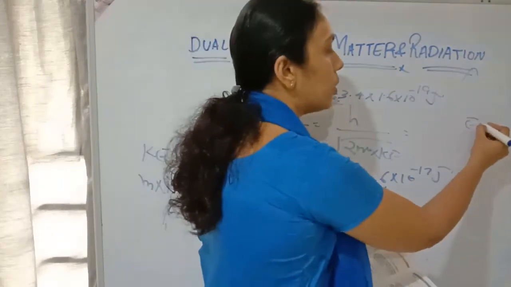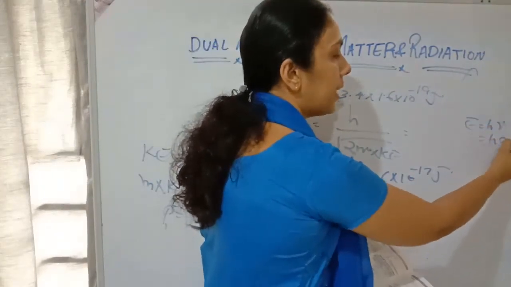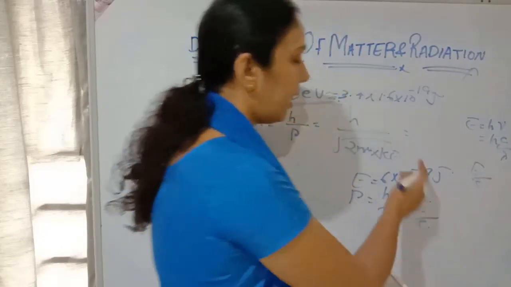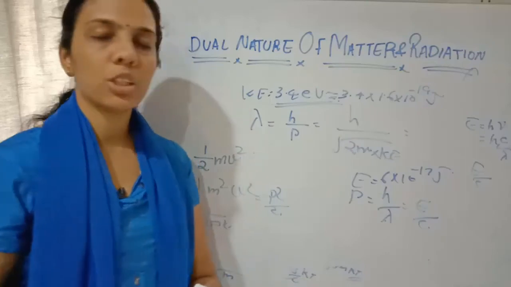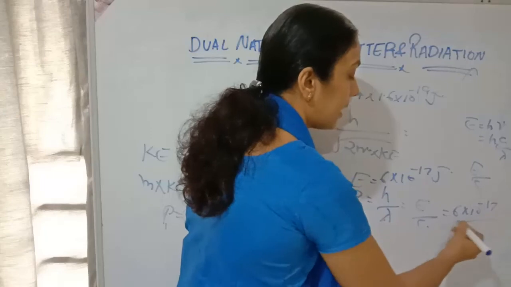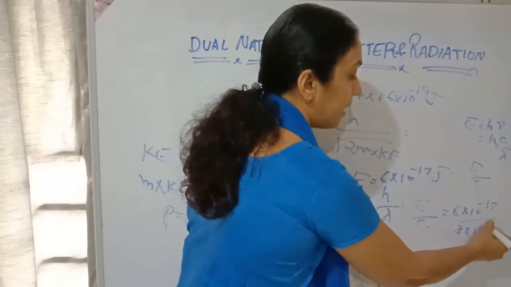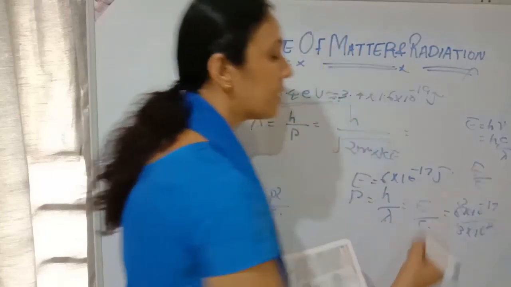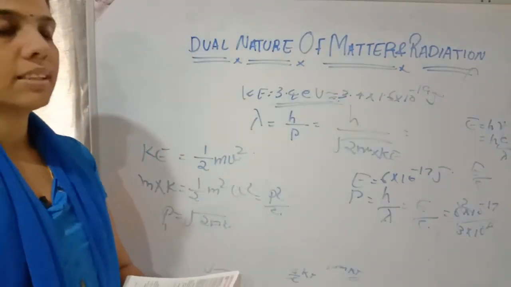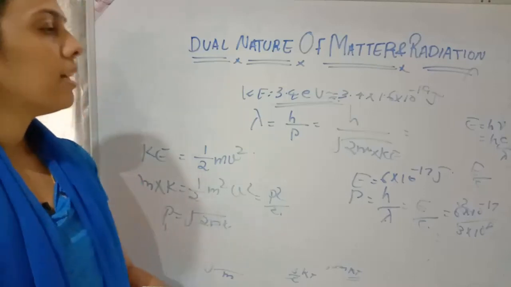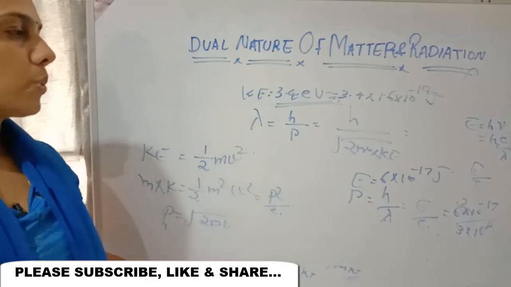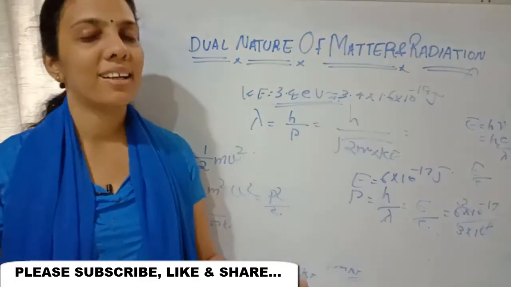What is h by lambda? We know that E is equal to h nu, which is hc by lambda, so h by lambda is E by c. The E value is given, 6 into 10 to the power minus 17, and c is equal to 3 into 10 to the power 8. So here you will get 2 into 10 to the power minus 25 kilogram meter per second. That is the momentum. Like that, only simple numericals will be coming from this portion. I hope this portion is clear for you and it is simple.